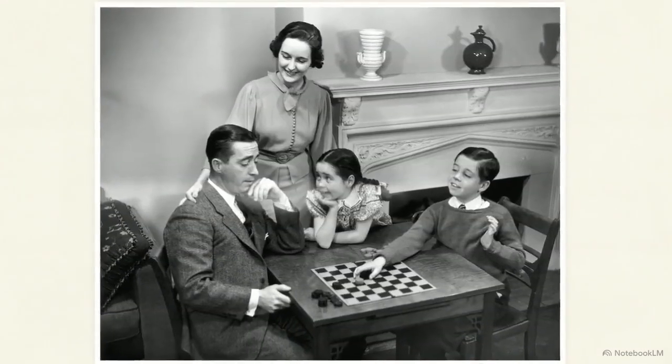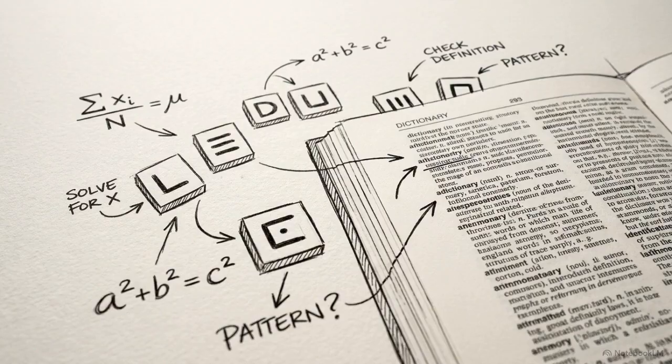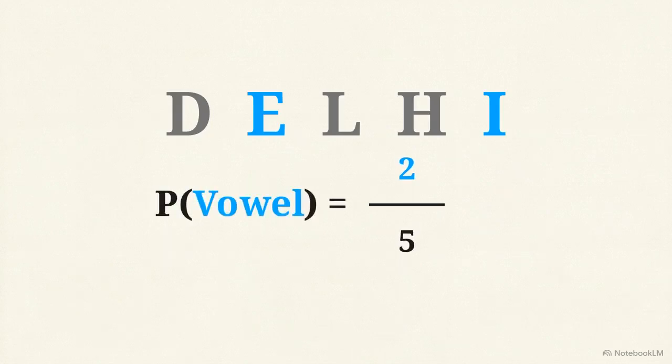This logic works on more than just games. We can use it to analyze the letters in a word, too. Take the word Delhi. To find our total outcomes, we just count the letters. D-E-L-H-I. That's 5 total options for the bottom of our fraction. If we want to find the probability of picking a vowel, we look for our winners. The vowels here are E and I. That's 2 favorable outcomes, giving us a final answer of 2/5.